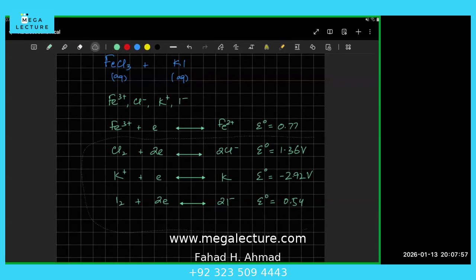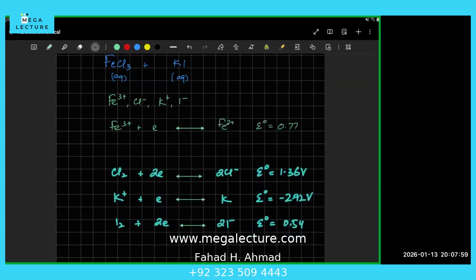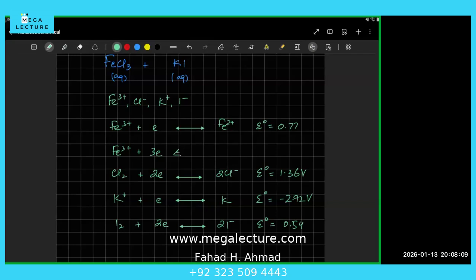अच्छा, Fe3 plus has one more reaction. So there's one more reaction that involves Fe3 plus, and that is Fe3 plus can gain 3 electrons and it could form Fe. Okay, the E naught for that, Fe3 plus plus 3 electrons, is minus 0.04.